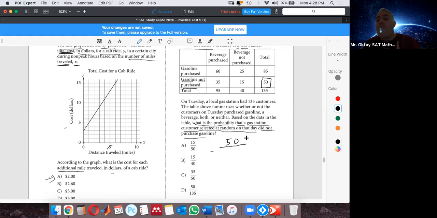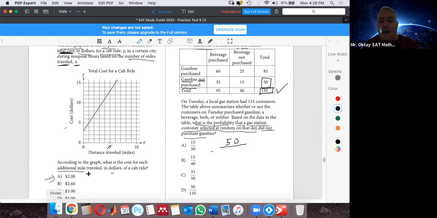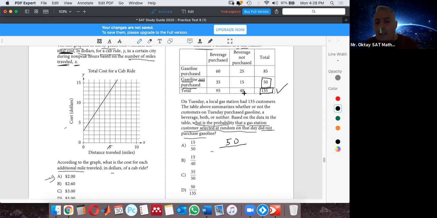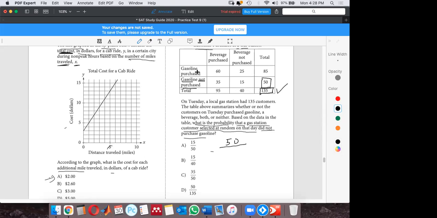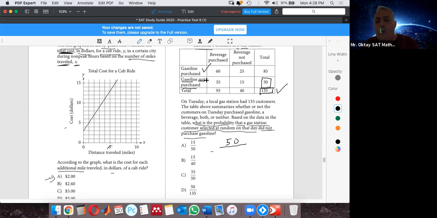Divided by the sample space. What is the sample space? All the alternatives. So how many alternatives do I have? 135, isn't it? Sample space means who purchases and who doesn't purchase, totally. So this is 135. And this is the answer to the question.